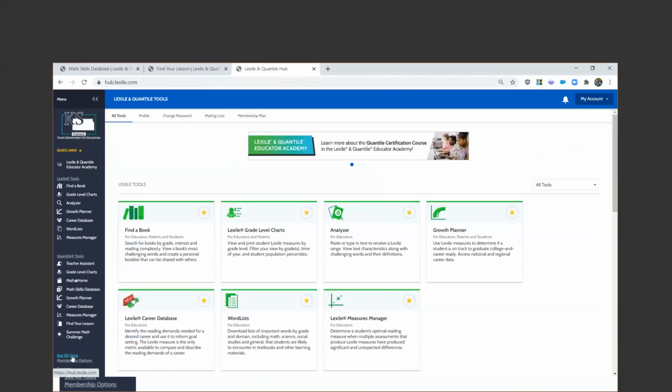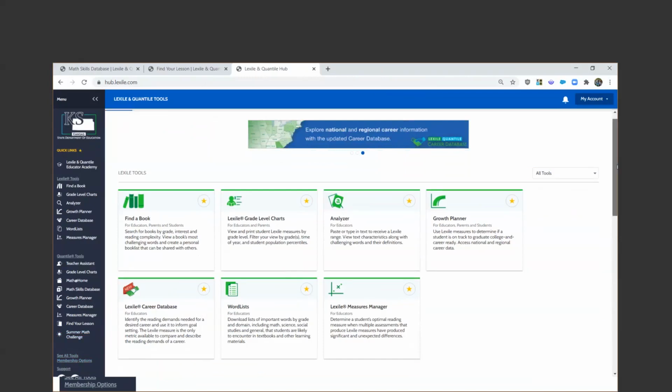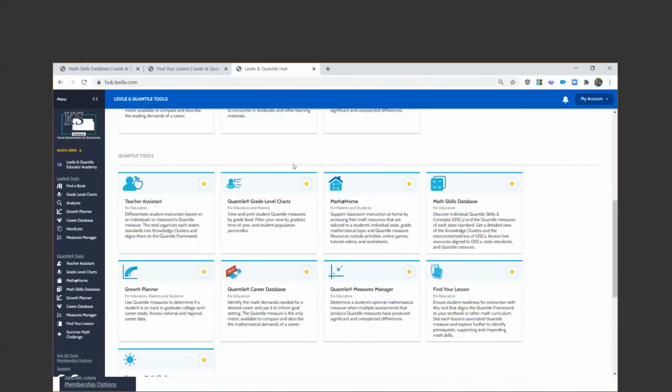Very quickly, I'm going to show you all one more tool, and then I'll give you some time to play in that sandbox and explore things on your own. But I want to show you our grade level charts. Notice back on the main screen, there is a Lexile grade level chart. But if I scroll down, there is also a Quantile grade level chart. Two tools, the exact same functionality and very similar information.